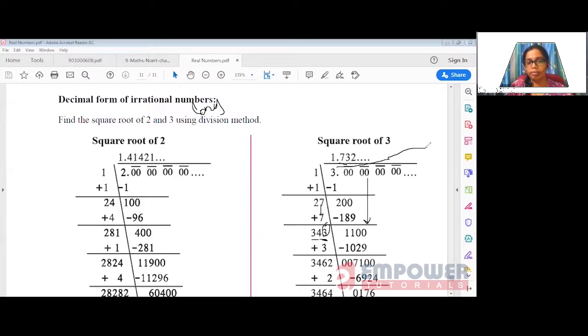So do it for root 5 and tell me the answer. Please do not use a calculator or your book for the answer. Calculate on your own. Okay, do it. You have 5 minutes and tell me the answer for root 5. For root 5, you have to find out the decimal form of root 5. You can find out the decimal form of any irrational number using this method.